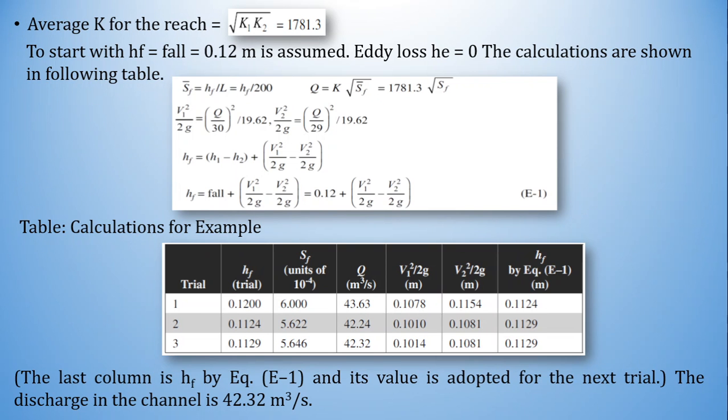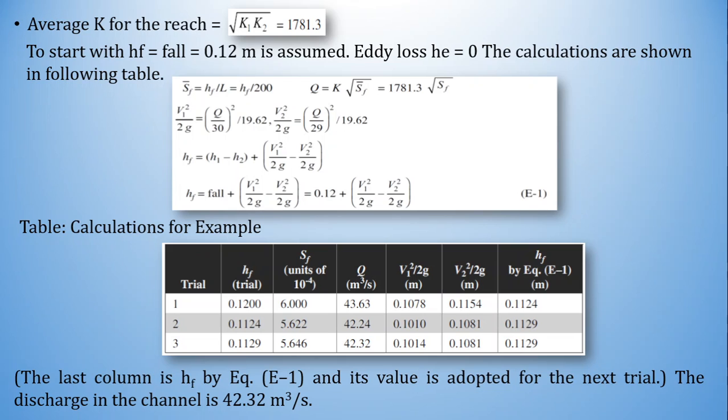Then the average value of K for the reach will be equal to under root of K1 K2, which is equal to 1781.3. To start with, HF is equal to fall, that is head loss, is equal to 0.12 meter. It is assumed. Eddy loss HE is equal to 0. The calculations are shown in the following table.